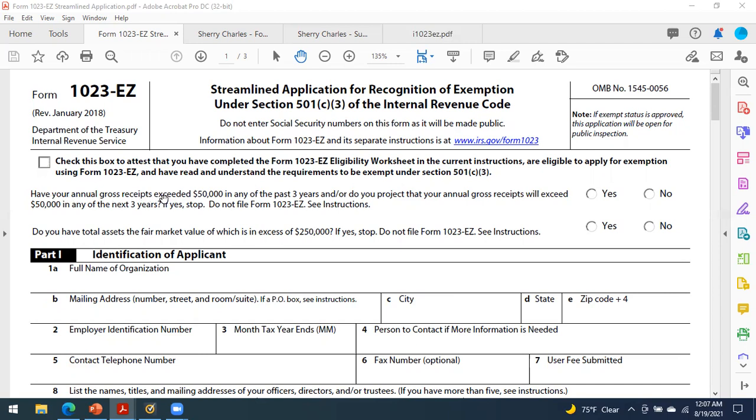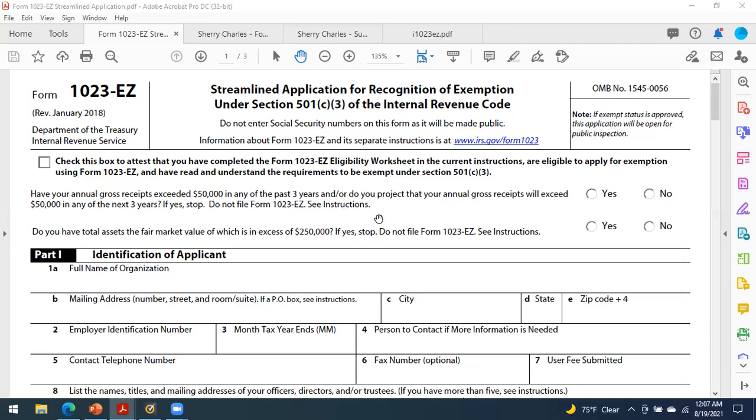Have your annual gross receipts exceeded $50,000 in any of the past years, and/or do you project that your annual gross receipts will exceed $50,000 in any of the next 3 years? If yes, stop. Do not file Form 1023-EZ and see the instructions.